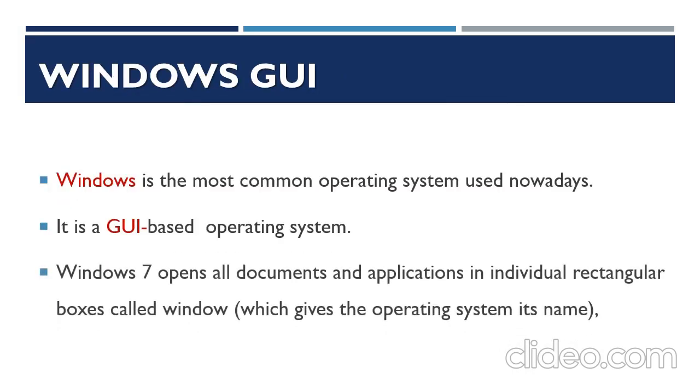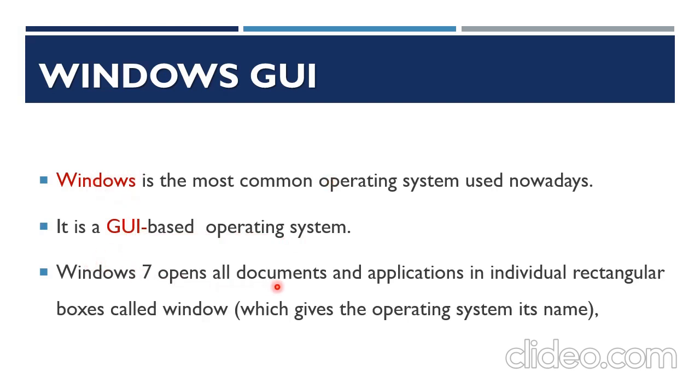Now let's see about Windows graphical user interface. In Windows operating system, what is the type of interface used? Graphical user interface, right? Windows is the most common operating system used nowadays. It is a graphical user interface based operating system. So Windows is based on GUI interface.